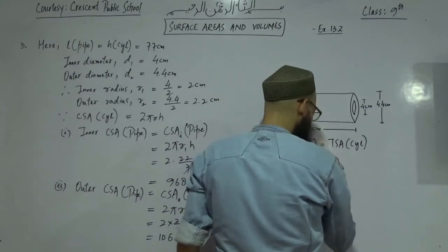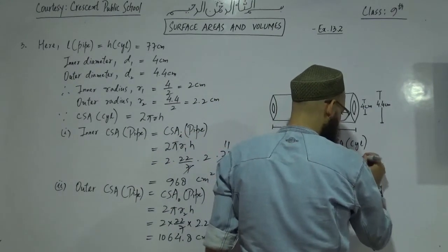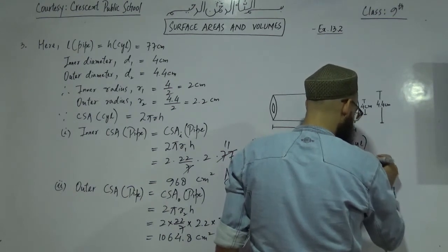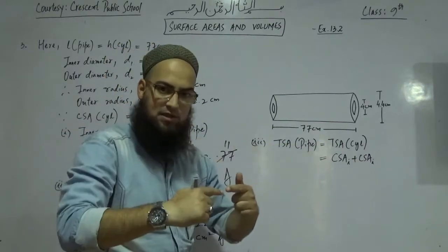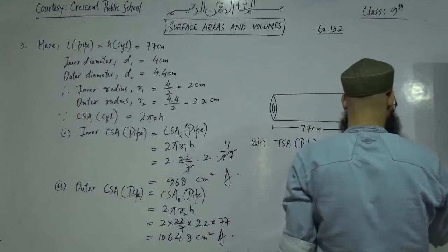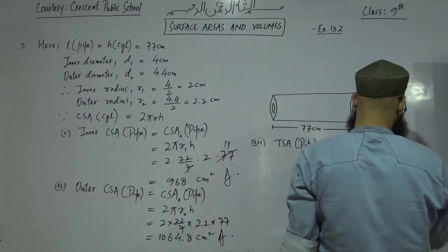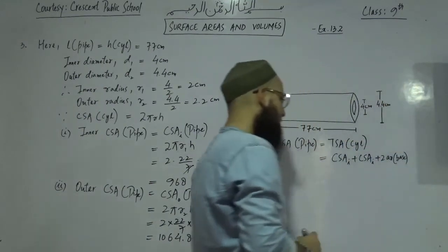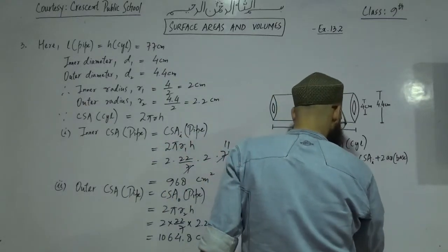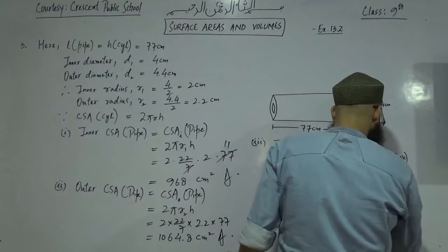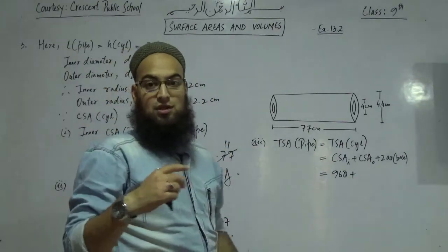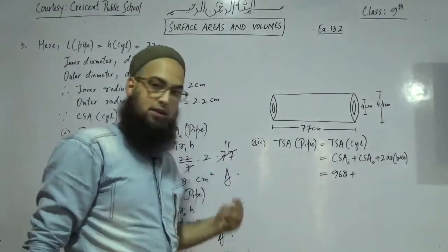See, total surface area, I can also say inner curved surface area of pipe plus outer curved surface area. Inner curved surface area means this much, outer curved surface area means this much, and area of two bases, yes, plus area of. So there are two bases, so you can write twice area of base. Twice area of base, this and this. Now, inner curved surface area, you got 968 plus outer curved surface area plus twice area of base. Because when you use curved surface area, you are excluding the two bases of the cylinder in the curved surface area.